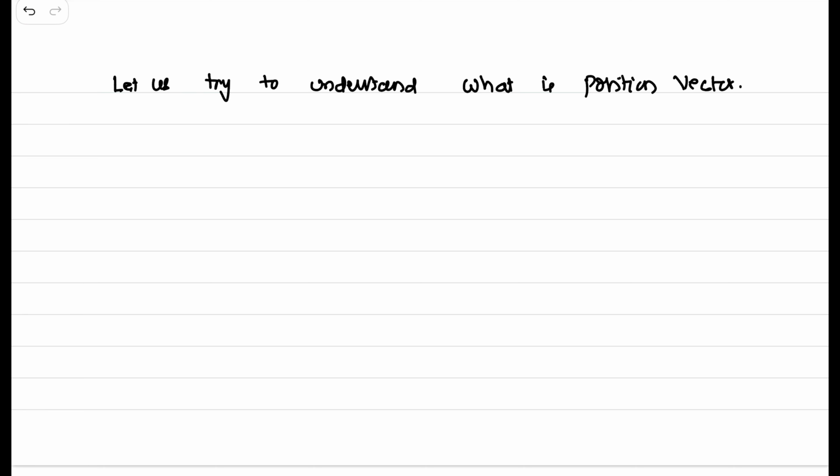Now, let us try to understand what is the position vector in the first equation. Vector a, acceleration is a function of position vector x, velocity vector v and time.